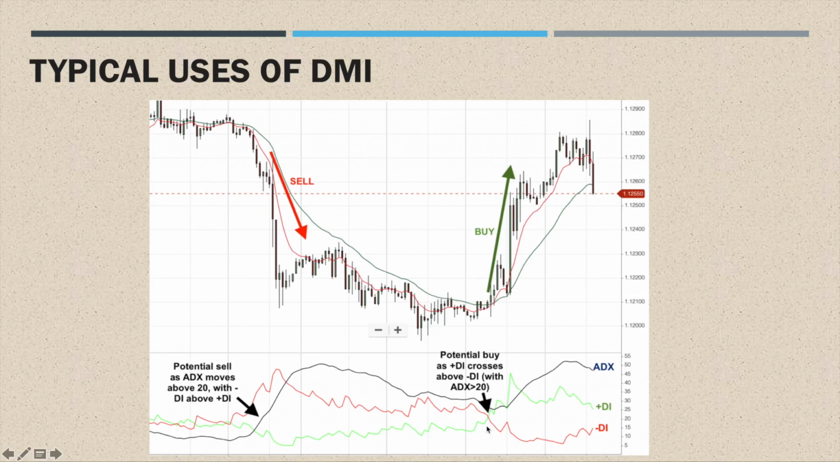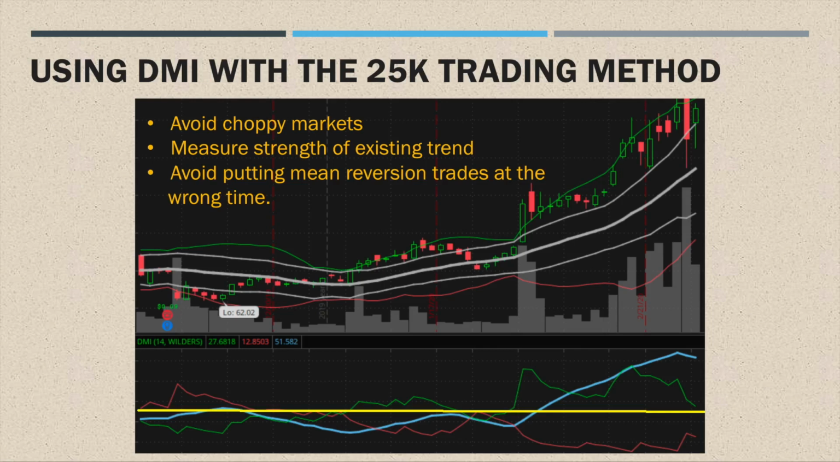Similarly, there's another crossover here where the green line is crossing over the red and the ADX is already strong in this case, so it's above 20. So this could indicate the start of a new trend, and in this case it did happen. So you will see a bullish trend starting here. So that's how most people use ADX.